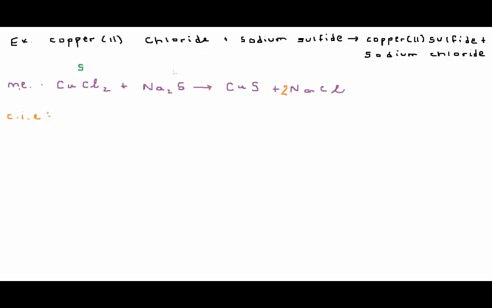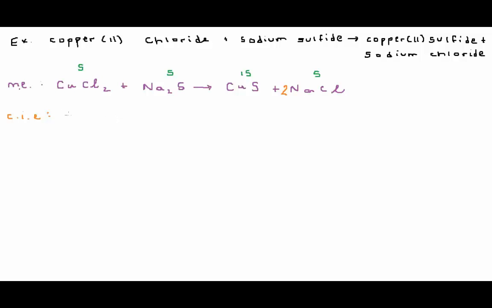Sodium sulfide is also going to be soluble because while most sulfides are insoluble, sodium is one of those exceptions. Copper sulfide is going to be insoluble because it's not one of those exceptions, and then sodium chloride is soluble because sodium is a group 1 metal. So all of your soluble compounds are going to break up into their respective ions. Your insoluble compound is going to remain as a compound.